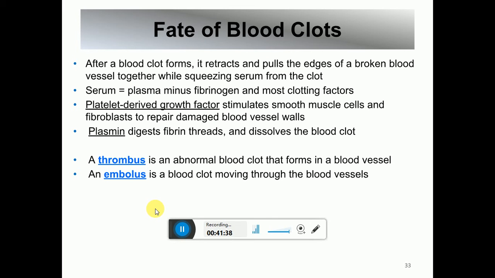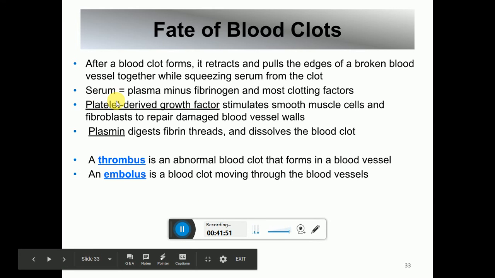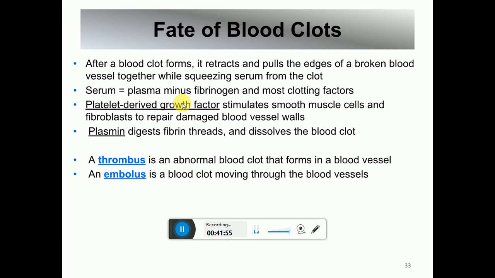Now for the fate of the blood clot, now that the blood clot is formed, what happens to that blood clot? Well, the body will start squeezing that clot so that the plasma is released from it. Kind of want to dry the clot. And through platelet-derived growth factors, these growth factors will stimulate the healing process, start stimulating the endothelial lining of the blood vessels to start healing, and then at the end, plasmin will digest these fibrin threads and dissolve the whole blood clot.